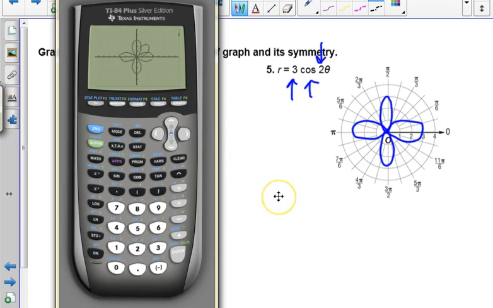All right, so the cosine one looked like that, but the sine, if I do sine, then its symmetry is here. Oh, it's so pretty.